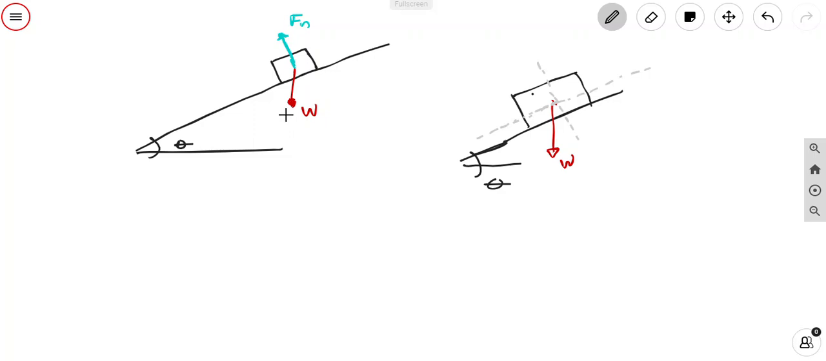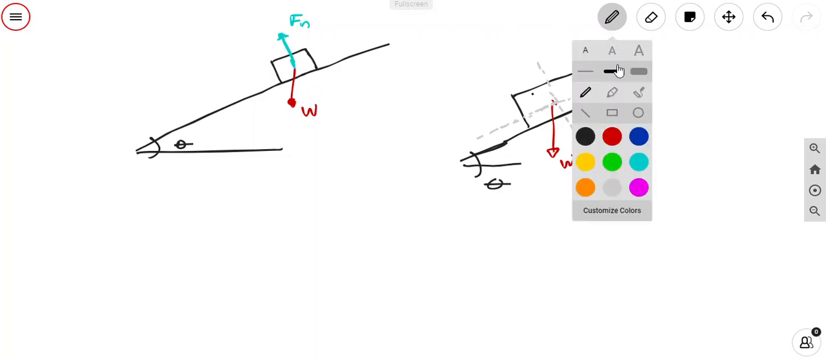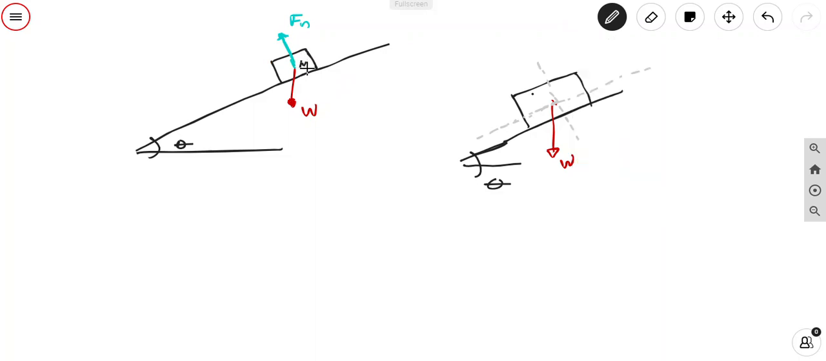Hello, students. In this video, I want to talk a little bit about the friction between a block and the surface of an inclined plane. So what we have here is a block with mass m resting on this inclined plane. They have an angle theta with respect to the horizontal.